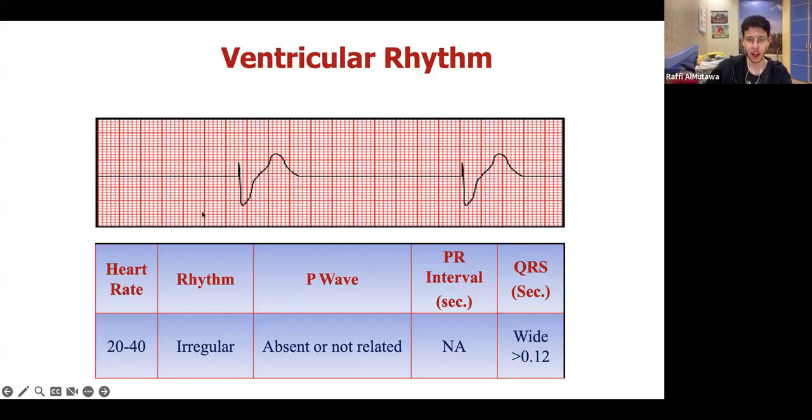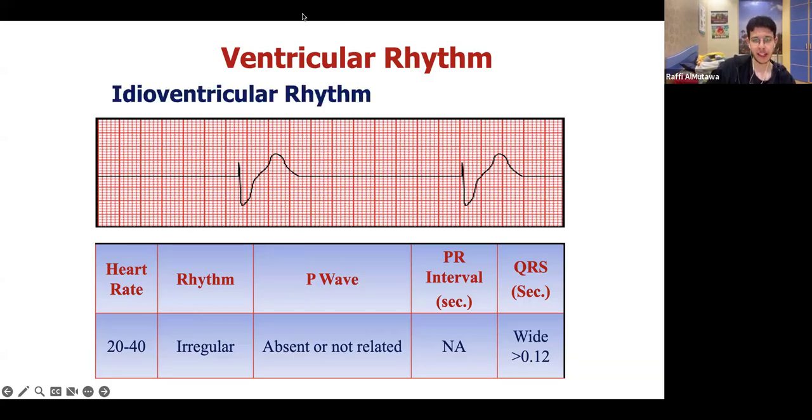it's very wide. Well, there's no P wave. And it's very slow, 20 to 40 beats per minute. As a result, what this means is that this is a problem in the ventricles. But this very slow rate does not mean that this is a bradycardia. This is what we will call idioventricular rhythm.